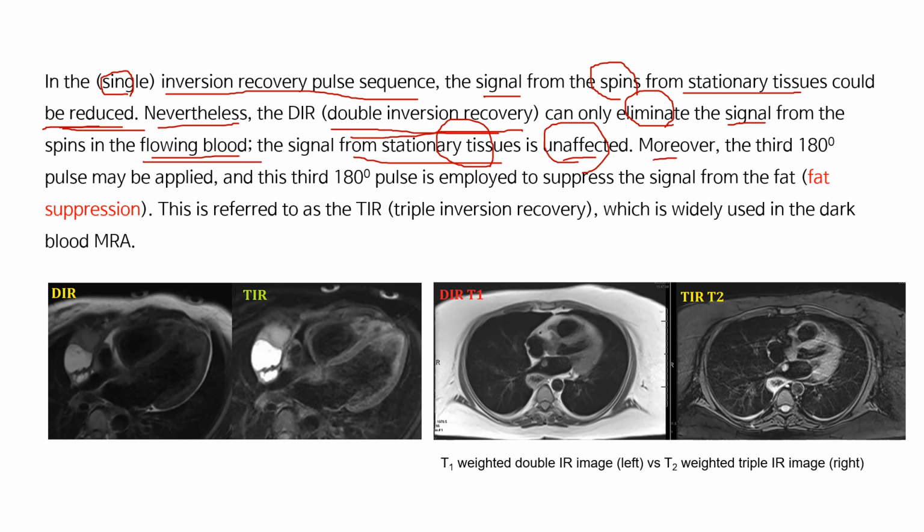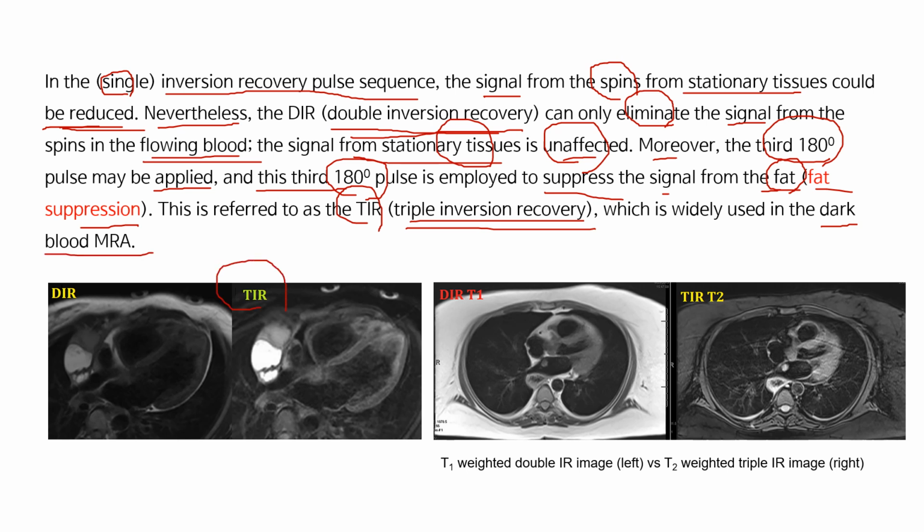Moreover, a third 180-degree pulse may be applied, and this third 180-degree pulse is employed to suppress the signal from the fat, which is so-called fat suppression. This is referred to as TIR, triple inversion recovery, which is widely used in dark blood MRA. You can see the T1 TIR and T2 TIR images.